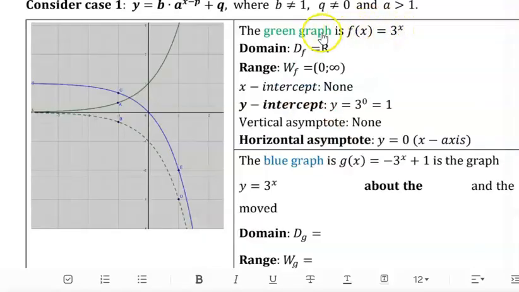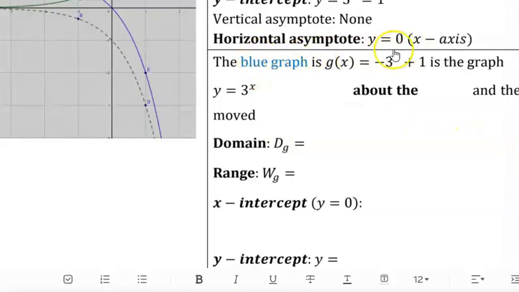Again, in this case I've used 3 to the x as my mother graph. This is the green graph here, with my domain R and my range 0 to infinity. I do not have an x-intercept, but I have a y-intercept of 1. And I have a horizontal asymptote of y equal to 0.